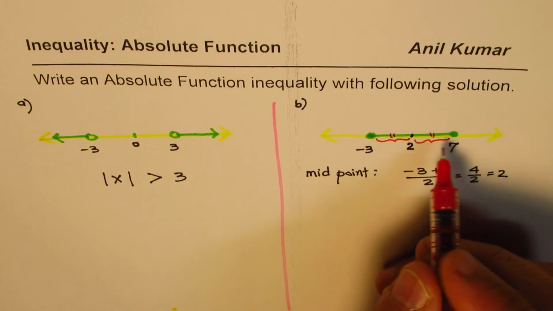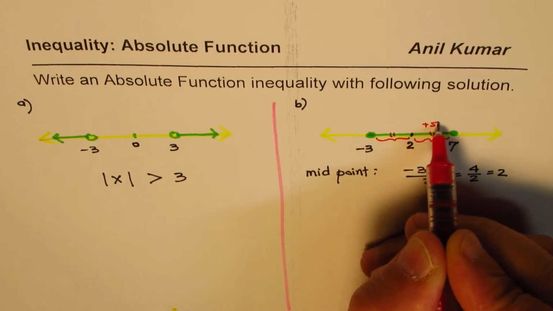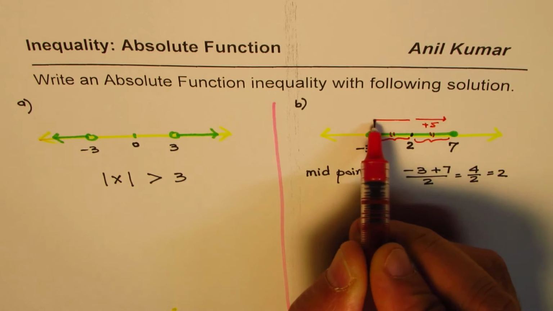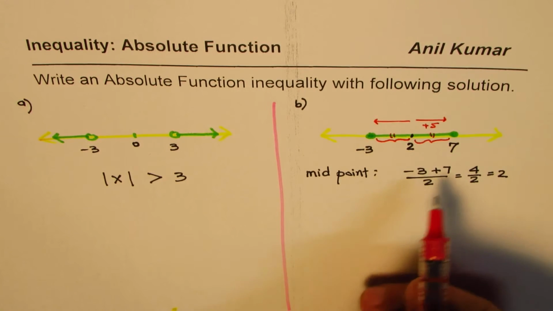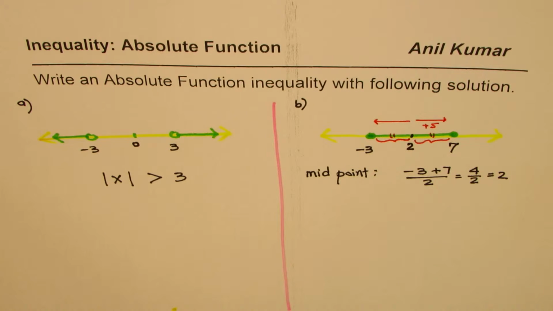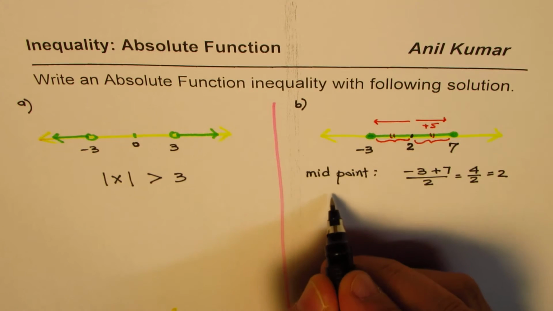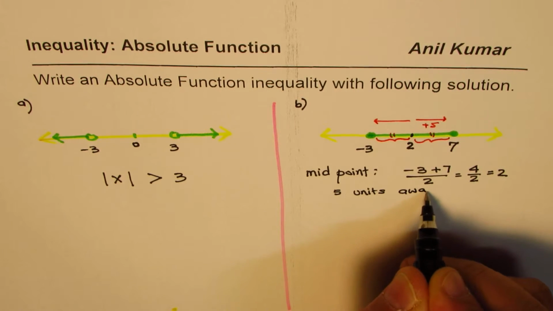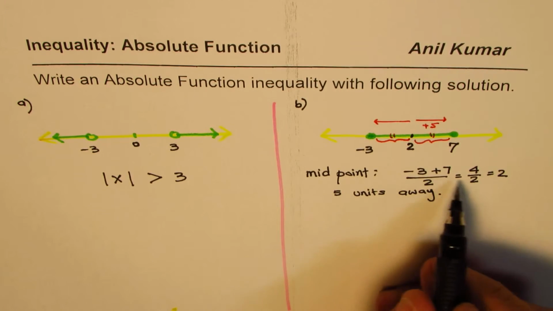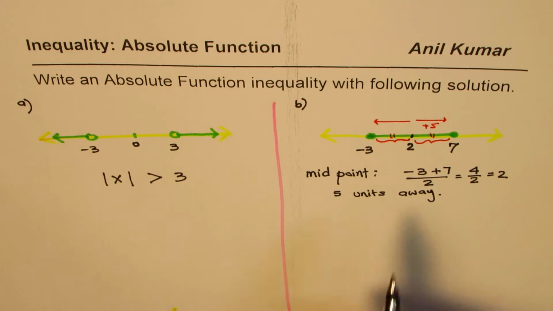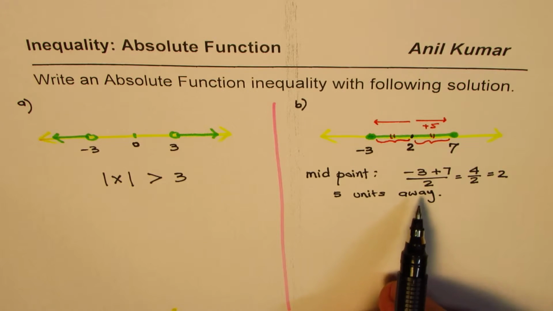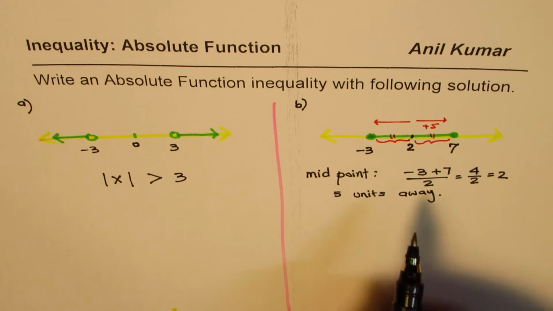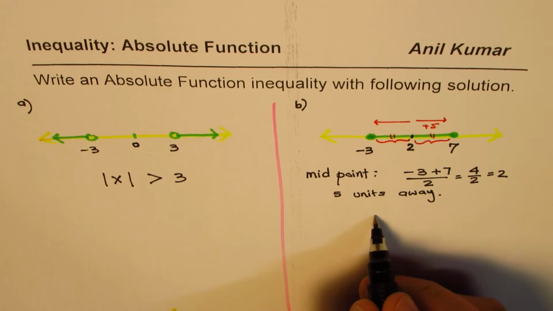This is the midpoint, right? We find that this is 5 units away. So from 2, 5 units on each side gives us our boundary conditions. So what we can say is that minus 3 and 7 are 5 units away. Now, does that give you an idea of the absolute function? Can you pause the video and answer the question? Can you write this as an absolute function? That's the question.